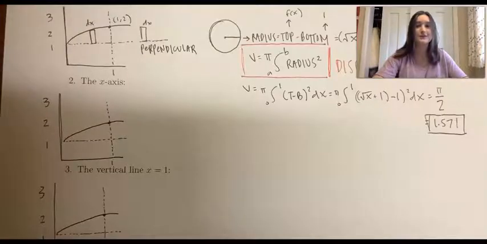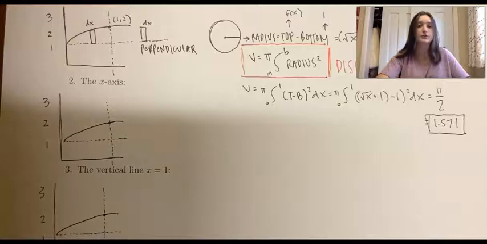Okay, the second one is a little bit different because instead of being rotated around the horizontal line y equals 1, we are rotating this solid around the x-axis, which you can see is right here. So our gray area, that R that we're looking at, actually isn't fully touching the rotational axis. So I'm going to show you what we have to do here because this problem is pretty different.